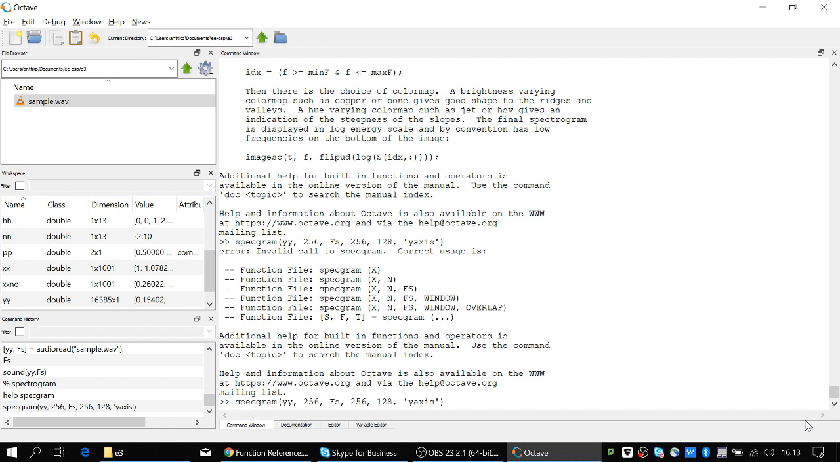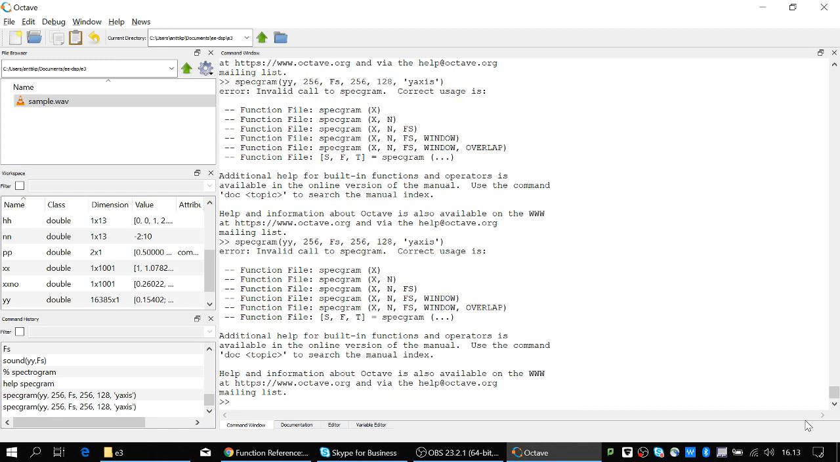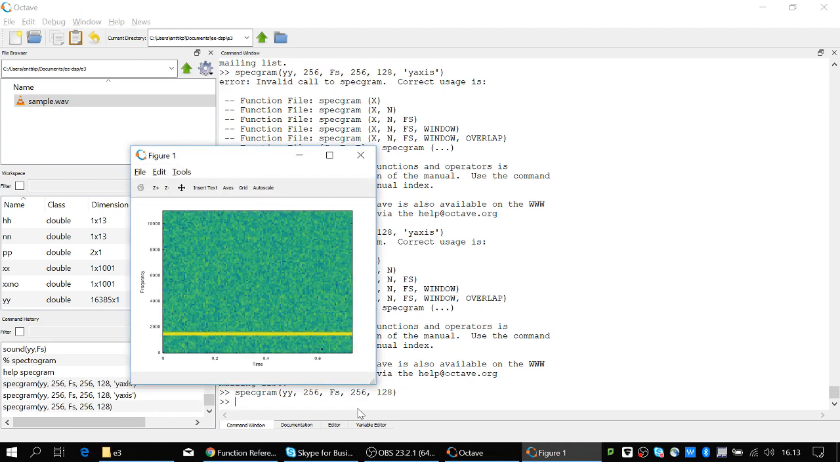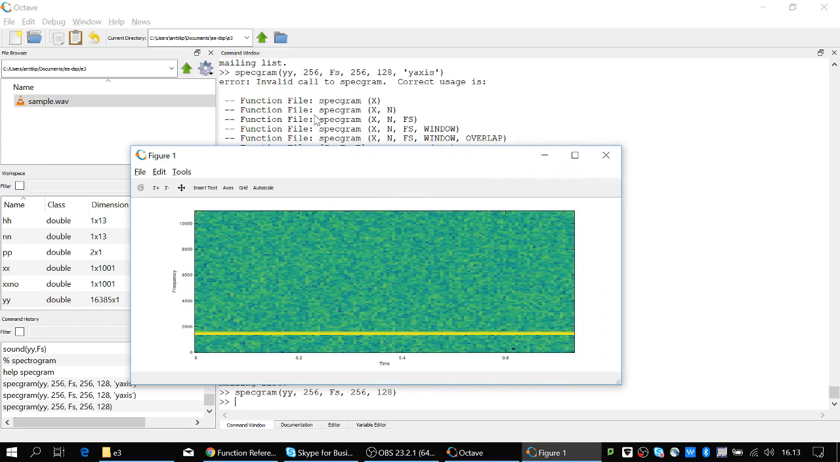What did I do? Spectrum. What happens here? Invalid call. Yeah, because it doesn't have the y-axis here. Yeah, sorry, my fault. On MATLAB, you put the y-axis on at the end of the command on spectrogram.